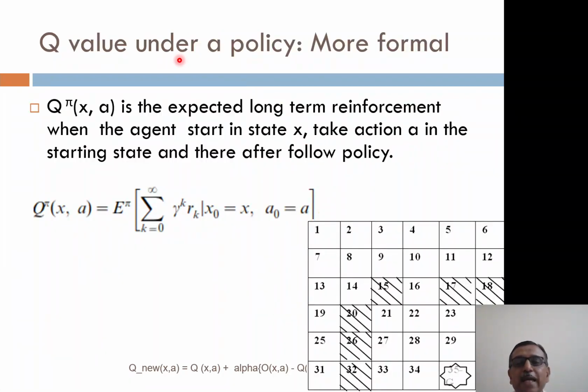So to understand Q star (x, a), let us understand Q pi (x, a). What is Q pi (x, a)? Q pi (x, a) is the expected long-term reinforcement when the agent starts in state x, takes action a in the starting state, and thereafter follows the policy pi. Suppose a policy is always move right. Let us consider you are in state 1. Always move right.